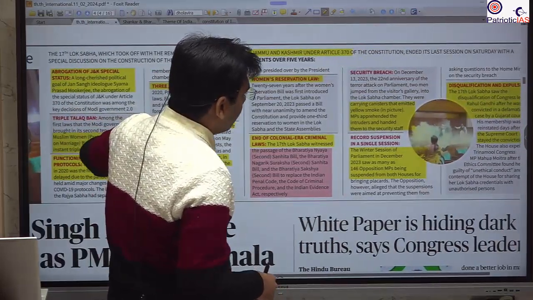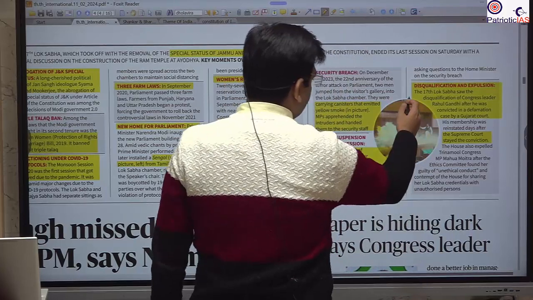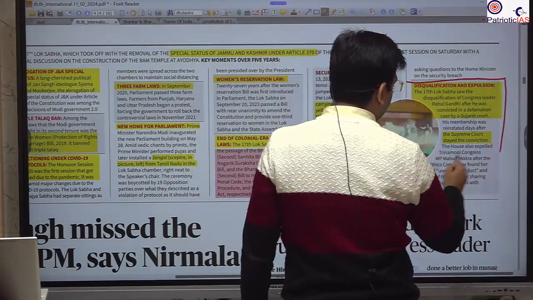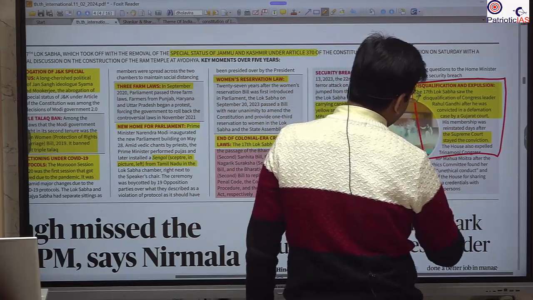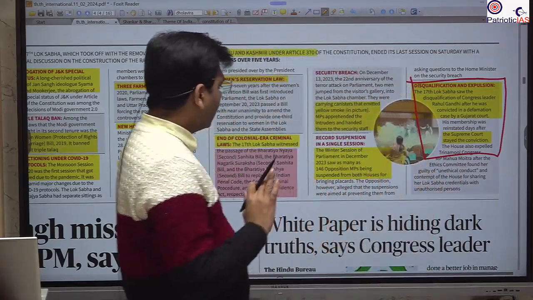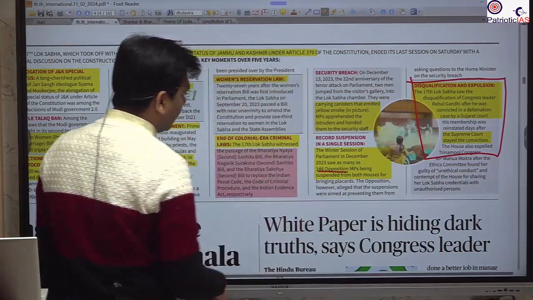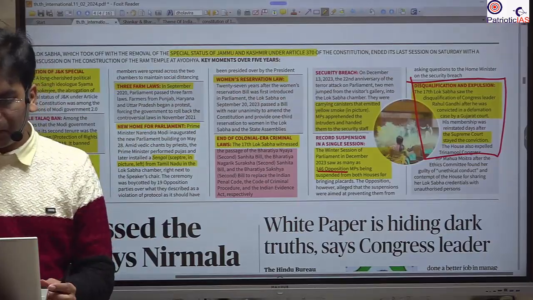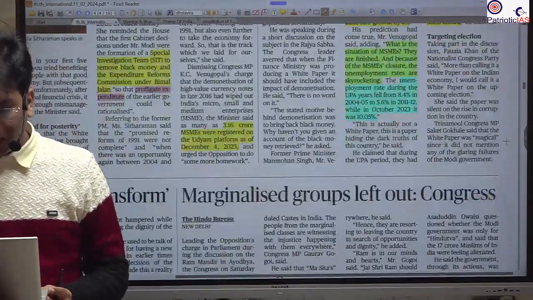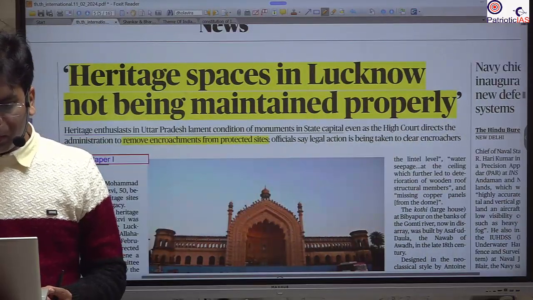Okay, and besides that, what are the important areas they have done? This is the negative thing that this parliamentary system has faced the largest number of expulsions. So nearly 146 members were expelled. Here it has been mentioned. Okay, so please remember all this whenever you have to bring some analysis of the functioning of the Parliament.